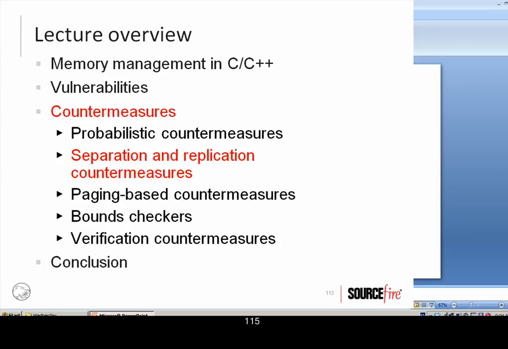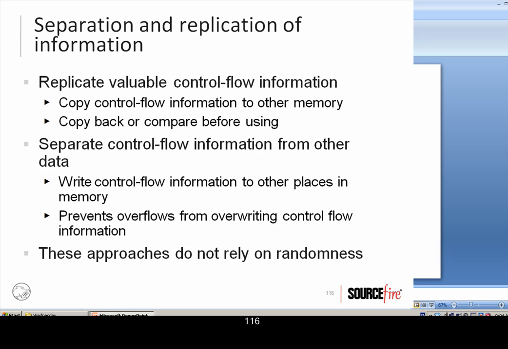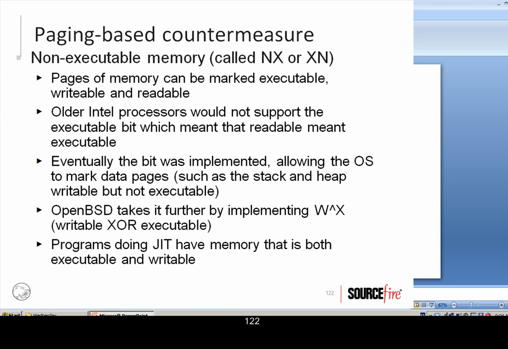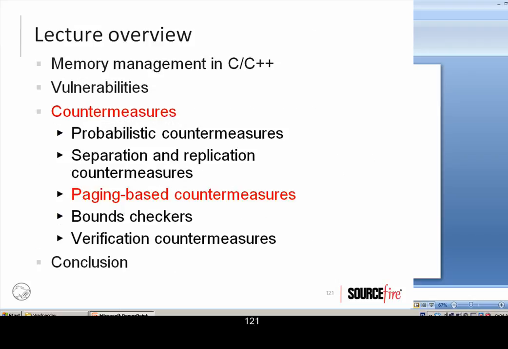All right, I'm going to skip a number of these. There are some mitigations which rely on separation or replication. What they do is copy information to other memory locations, or separate it out to make it harder for an attacker to overwrite these locations. They're not as popular in modern operating systems, so that's why I figured I can skip them.